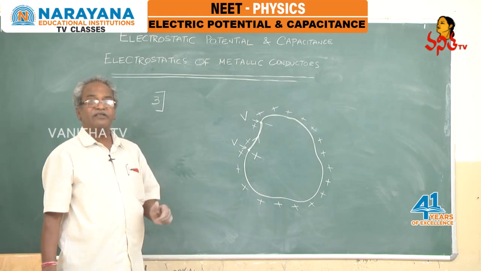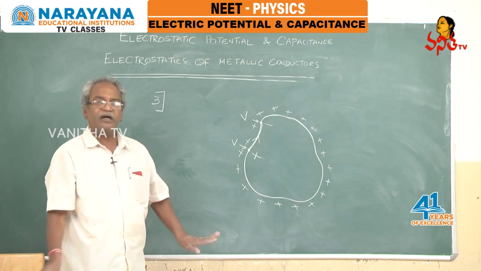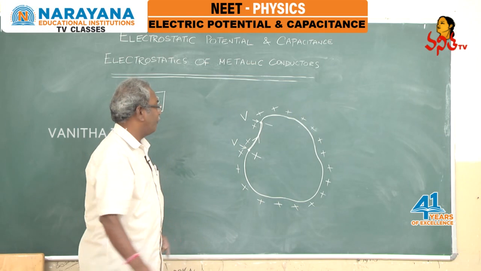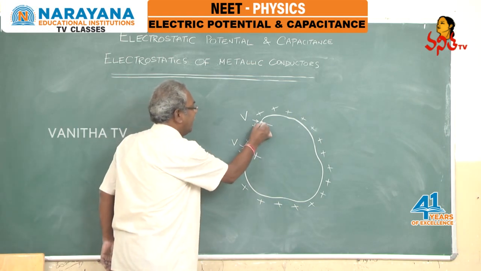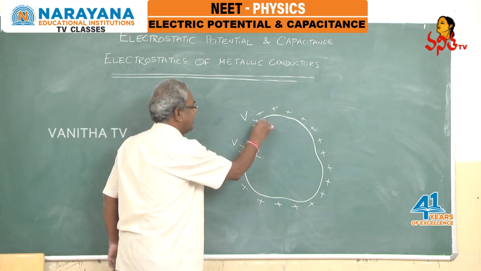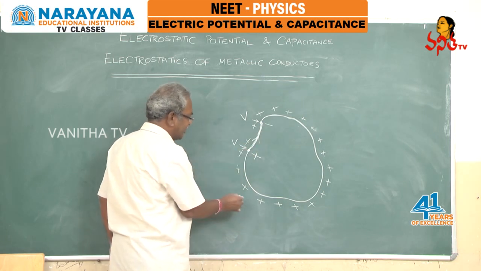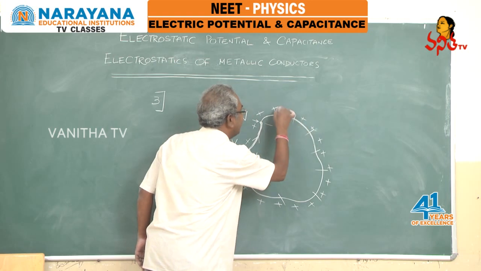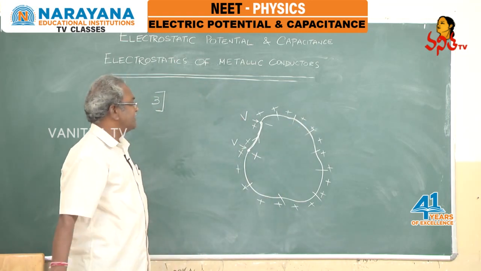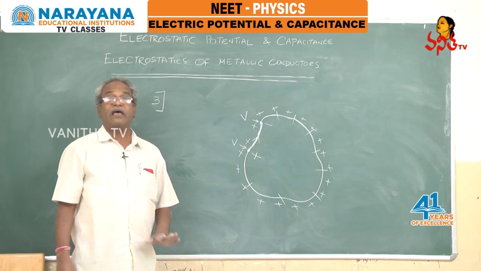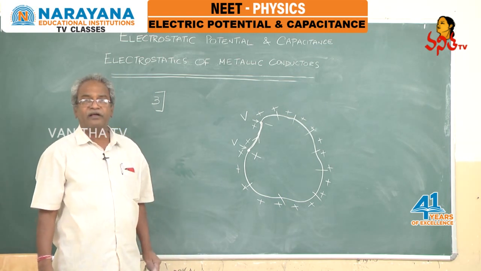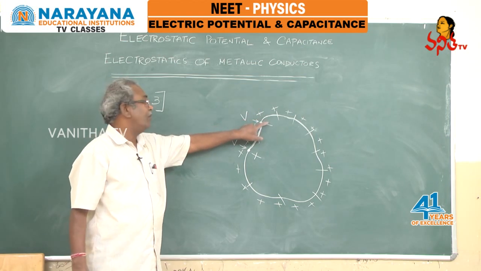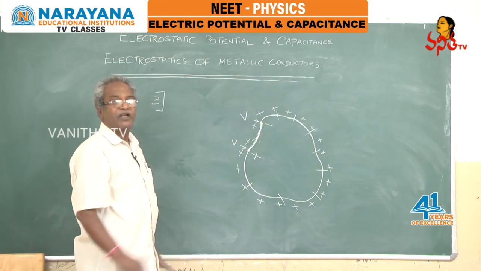That is, currents will not exist on a charged conductor. There should not be any interior current flow. Therefore, this point and this point should have the same potential. Similarly, if this is potential V, everywhere the potential must be the same. That means the surface of any charged conductor is an equipotential surface. If the potential here is V, potential here also must be equal to V, right? Everywhere the potential must be V.